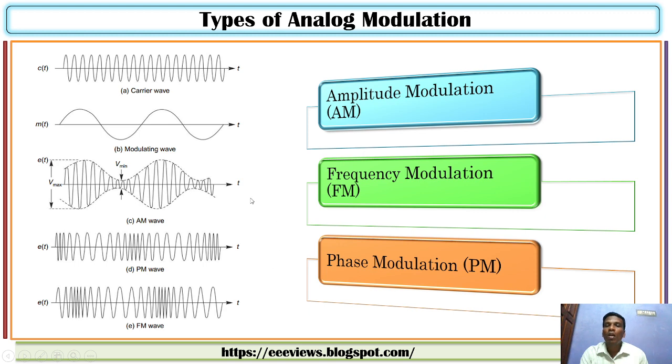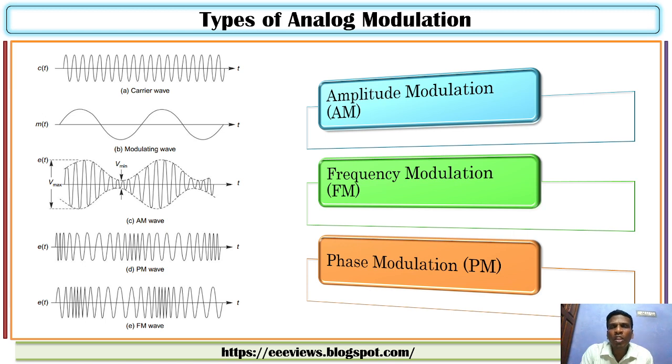Then the last one is phase modulation. You can see the phase modulation in figure D. Here the phase will be varying, keeping the amplitude constant. You can see figures D and E are more or less the same. So frequency modulation and phase modulation come under the category of angle modulation. So these are the various types of modulations.